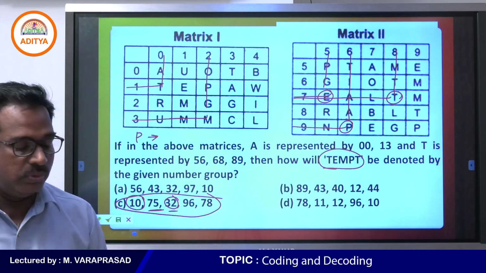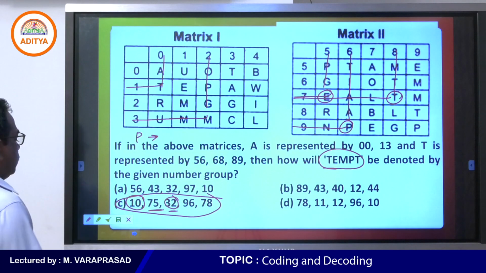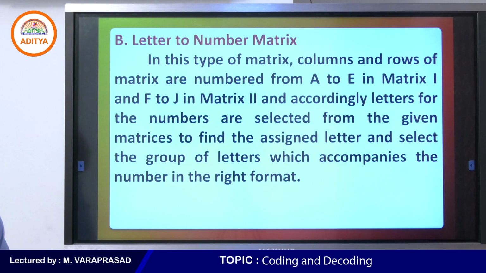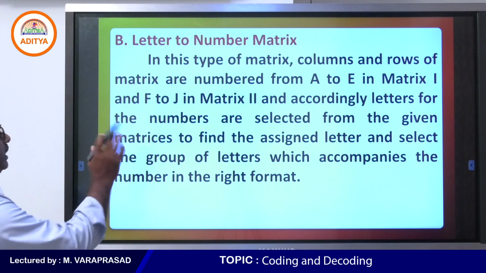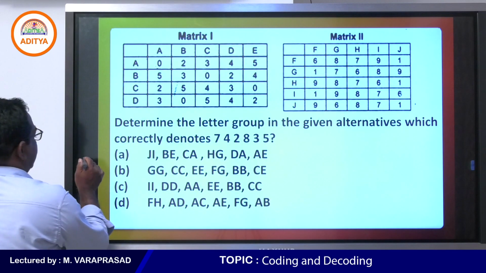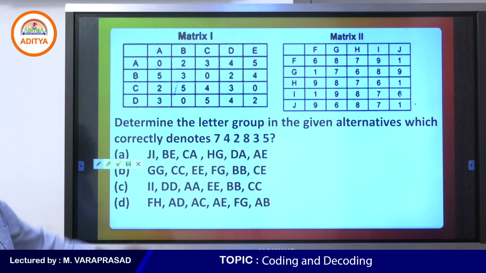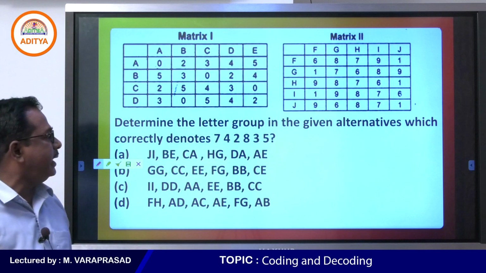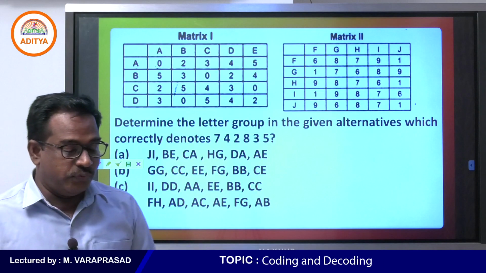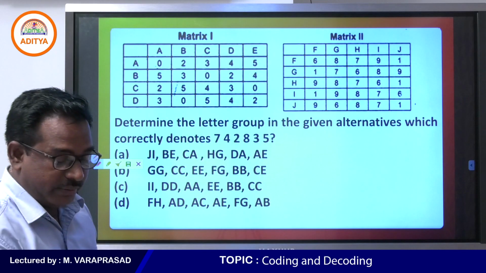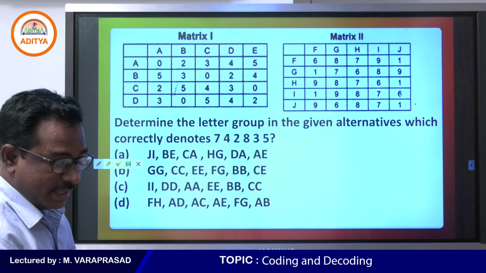One more example I'll give, go through it. Next one, letter to number. Previously we did number to letter, now letter to number matrix. Now see what is given here: take matrix 1 and matrix 2, and determine the letter group in the given alternatives which correctly denotes 742835. So which option will give this answer?